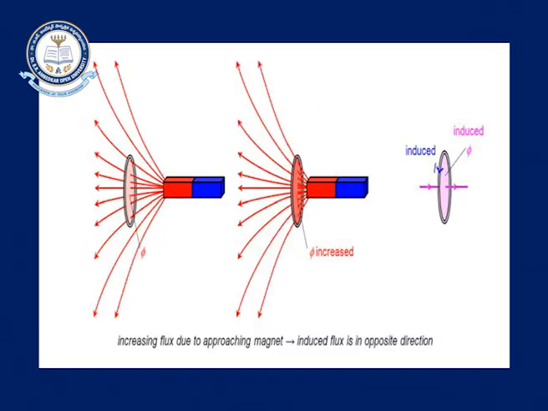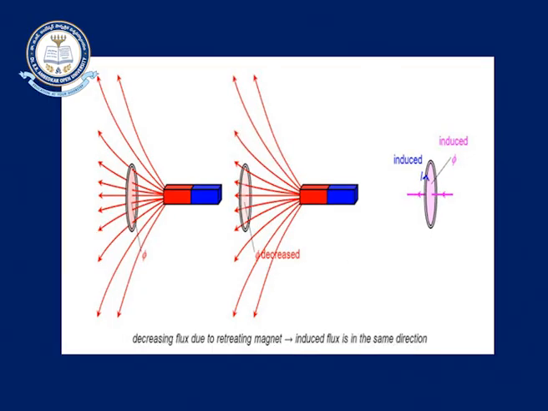Next, what is the next image showing? Induced EMF as well as flux are both in the same direction. When are both in the same direction? When the magnet is placed near. Next, induced EMF and flux are in different directions when it is far away. This is the Lenz law.